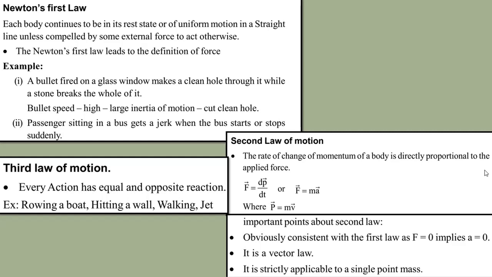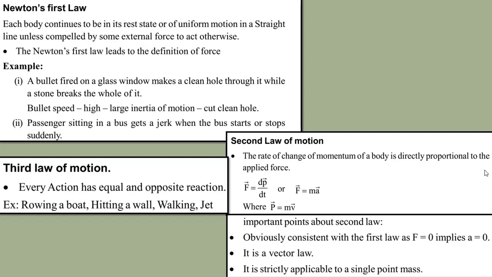Newton's second law of motion. The rate of change of momentum of a body is directly proportional to the applied force. F bar is equal to dp bar divided by dt, or F bar is equal to m a bar, where p bar is equal to m v bar. An important point regarding the second law: it is consistent with the first law, F equal to 0 implies a equal to 0. It is a vector law. It is strictly applicable to a single point mass.